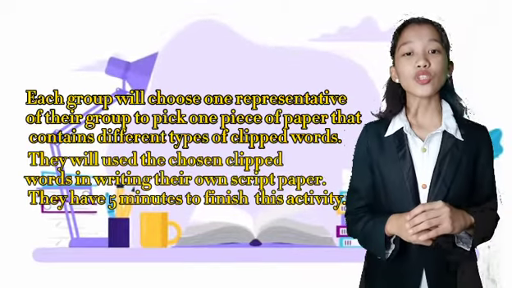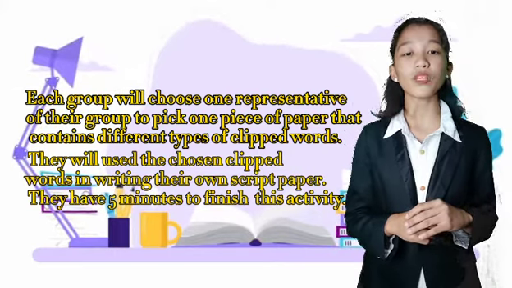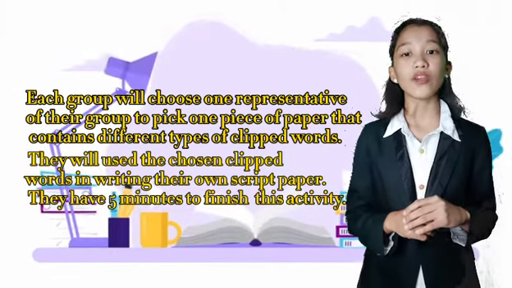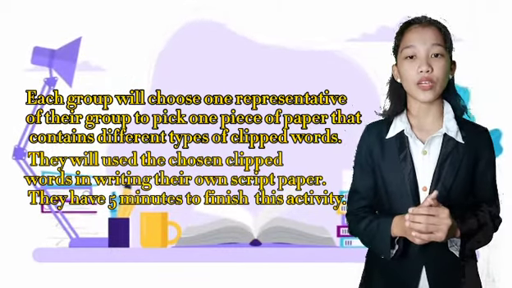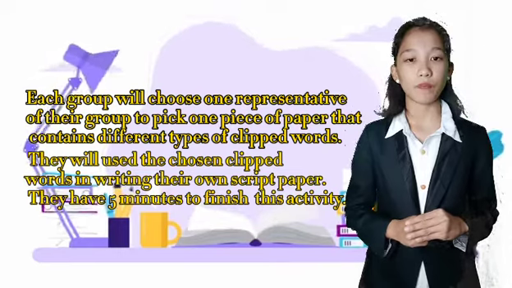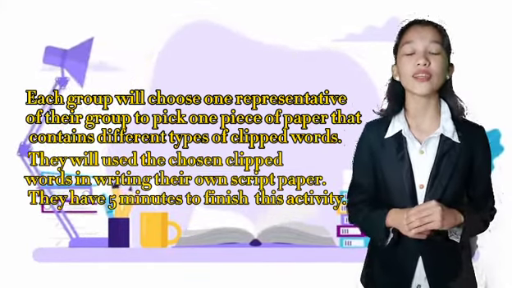Directions. Each group will choose one representative of their group to pick one piece of paper that contains different types of clip words. They will use the chosen clip words in writing their own script paper. And you have 5 minutes to finish this activity. Group 1, complex clipping. Group 2, middle clipping. Group 3, back clipping. Group 4, fore clipping.